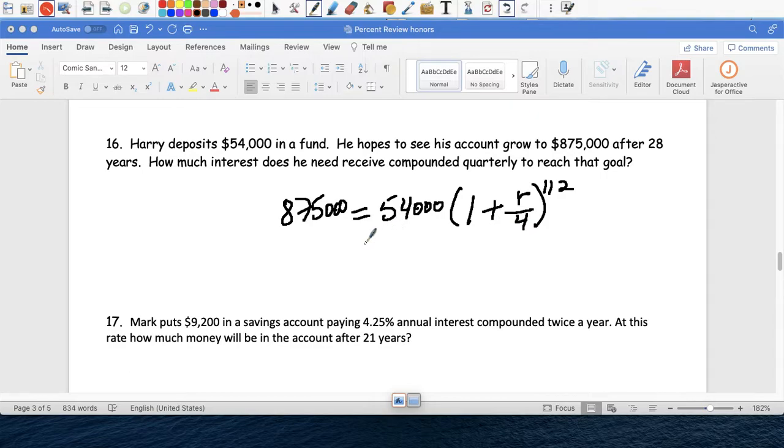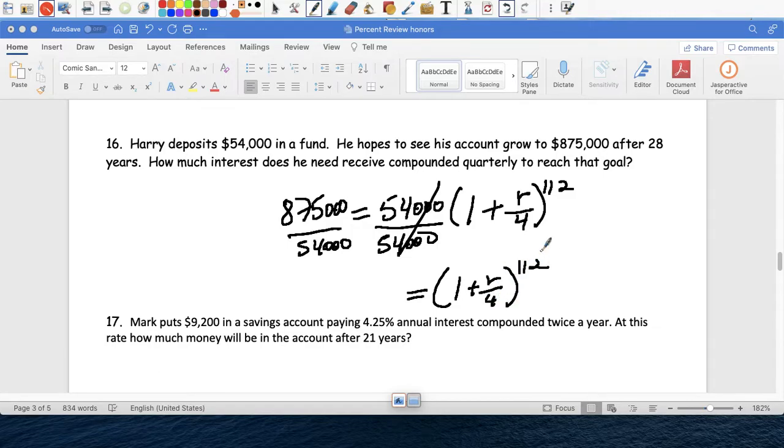So now again, let's get rid of this 54,000. Divide both sides by 54,000. My expression gets a little smaller. So 875,000 divided by 54,000 equals, and I'm going to write the whole thing because we want to be precise, 16.2037037. That's what you should have in your calculator, depending on the calculator that you have. It might have a few more digits, but that's what I see on the yellow calculator.